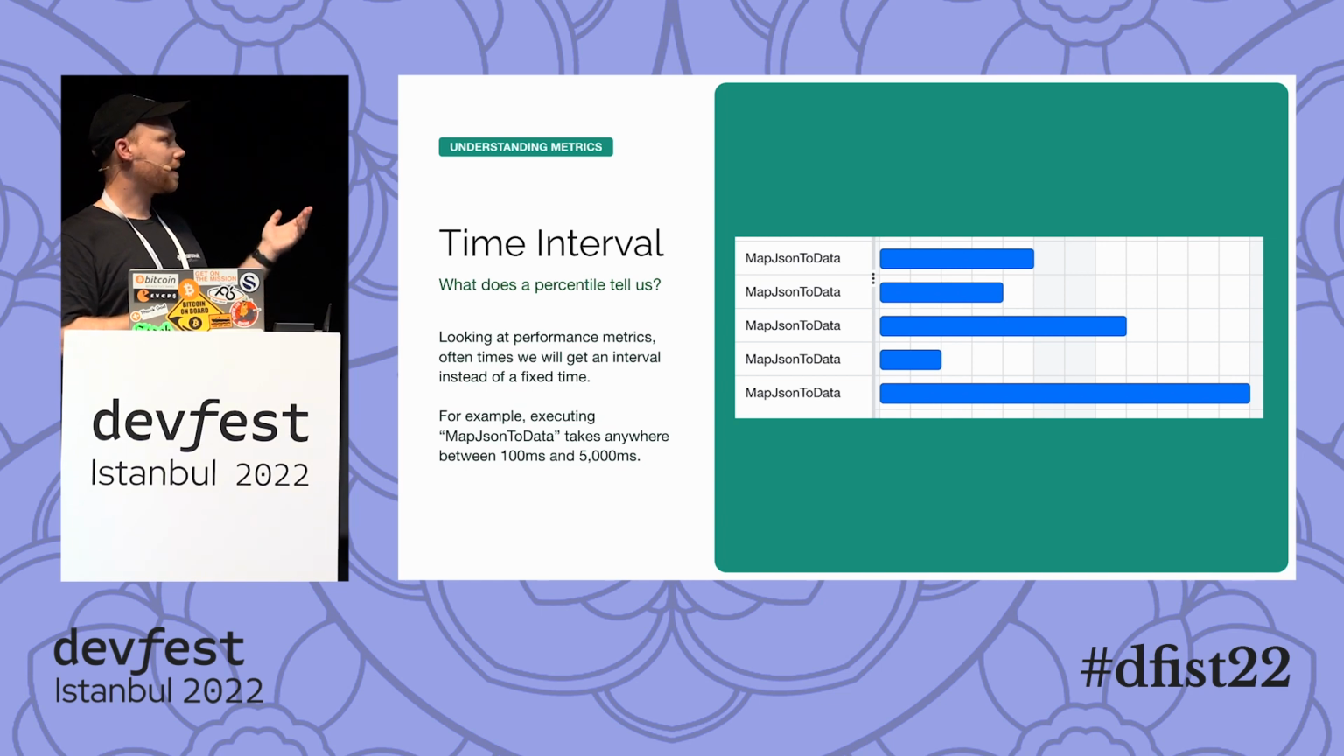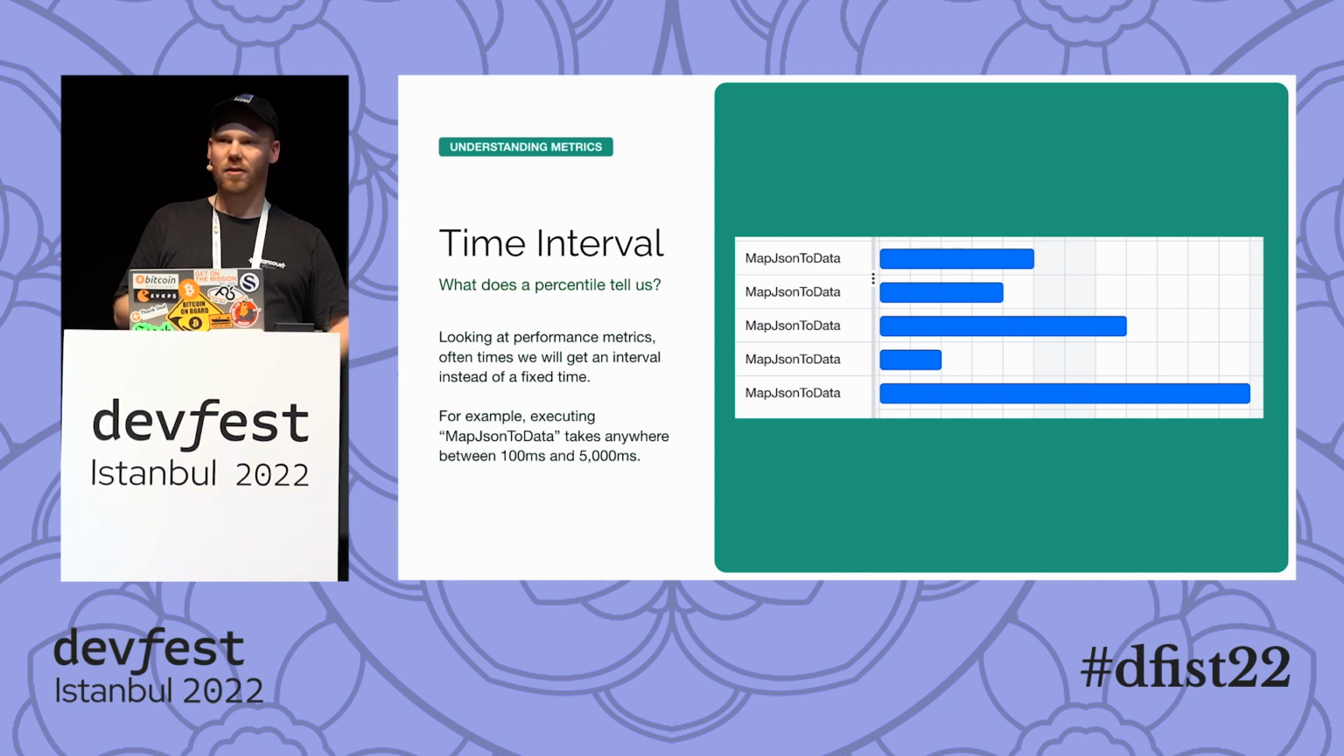We have, in this case, 5 samples. Each of them has a different execution time. We have some that take a very long time, and then we have some that are very fast. What this means is the users are likely in different conditions and different environments.